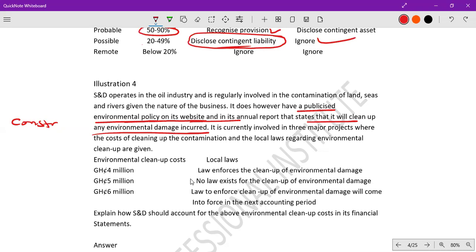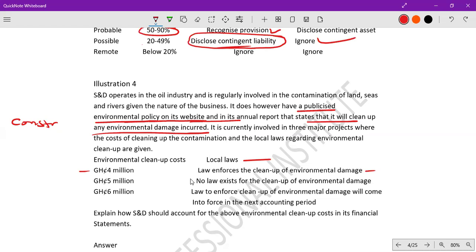It is currently involved in 3 major projects where the cost of cleaning up the contamination and the local laws regarding environmental cleanup are given. So we have environmental cleanup costs, then we have the local laws. So 4 million, the law enforces the cleanup of environmental damage. Let's analyze them like that. The cost here is 4 million cedis, and the additional information is that a law enforces the cleanup of environmental damage.